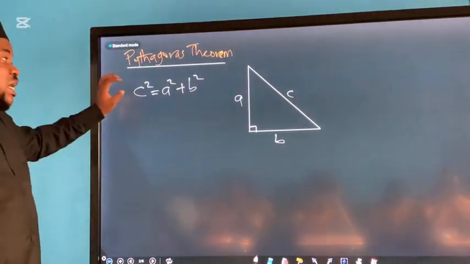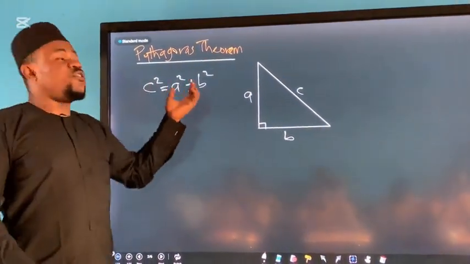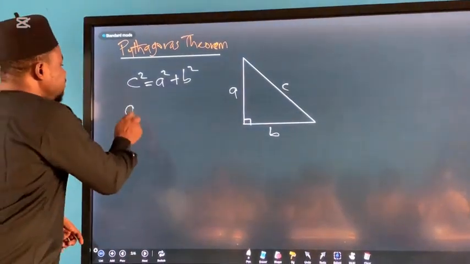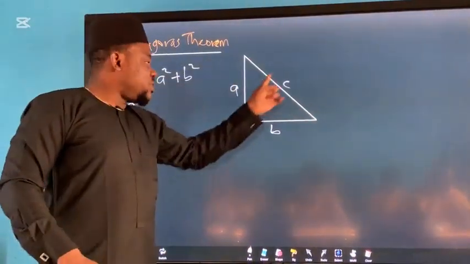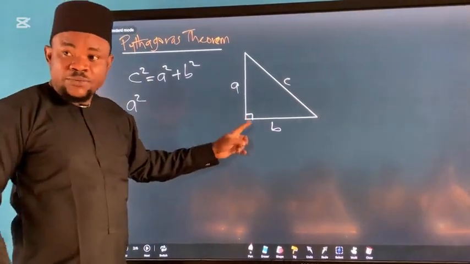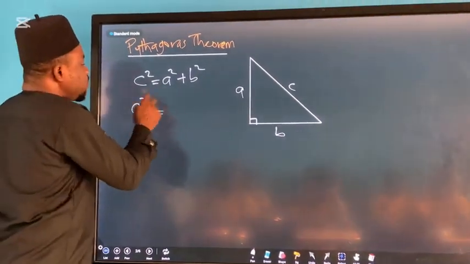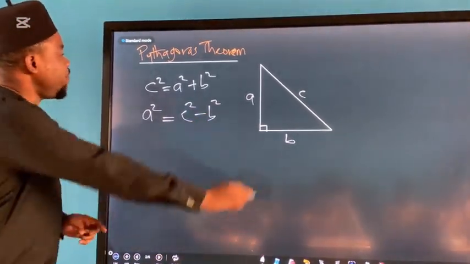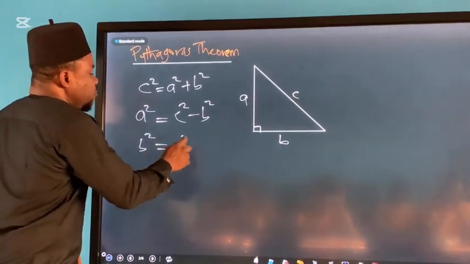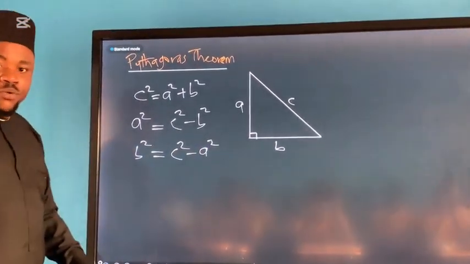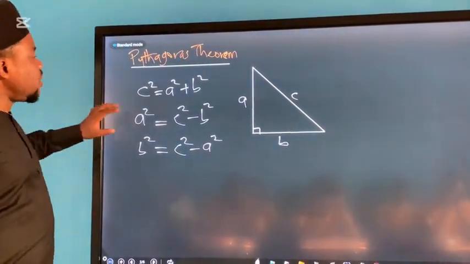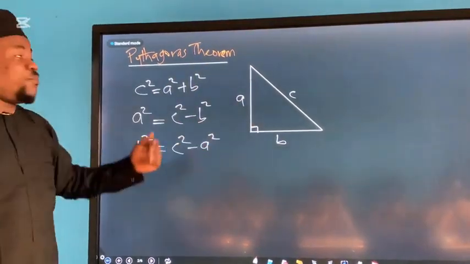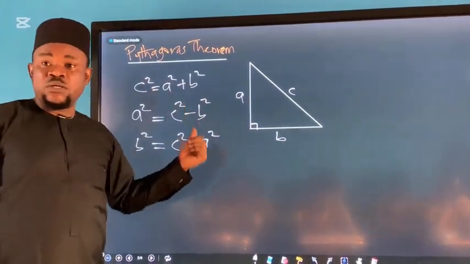If you are looking for the longest side, the square of the longest side will be the sum of the squares of the other two sides. The longest side here is C, the one facing the right angle. Are you getting what I'm trying to say? If you are looking for any other side, it's going to be this minus this. If you're looking for B squared, it's C squared minus A squared. If I'm looking for the longest side, it's the sum of the other two squares. If I'm looking for any other side, it's the square of the longest side minus the square of the other side.